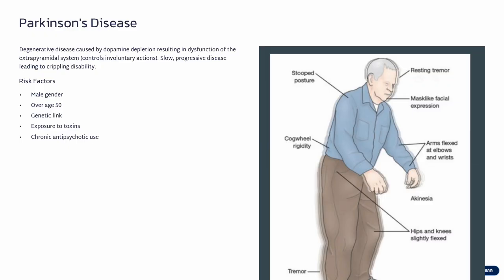And again, it says here, risk factors: male gender, over the age of 50, a genetic link, exposure to toxins, or chronic antipsychotic use. Again, you'll see those same symptoms, whether they are related to just the general disease process or related to medications.